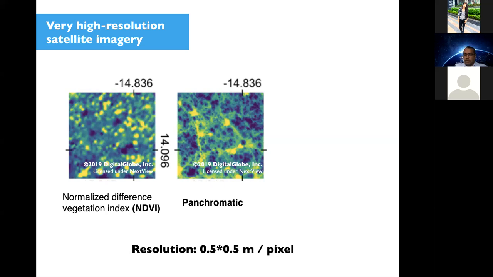So there are some sources of open source, or basically freely available images, such as the Landsat program of the European Union, but there the resolution is 30 meters per pixel. And as compared to that, we had access to a very high quality data set.